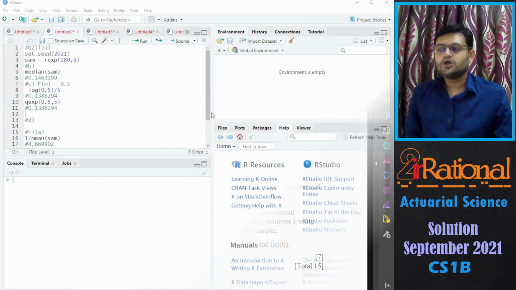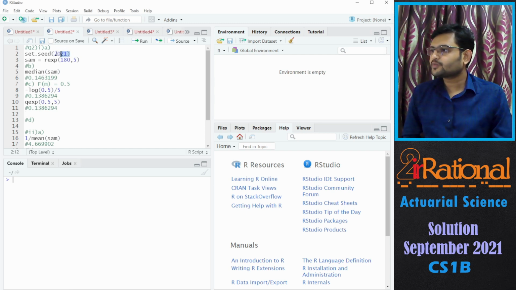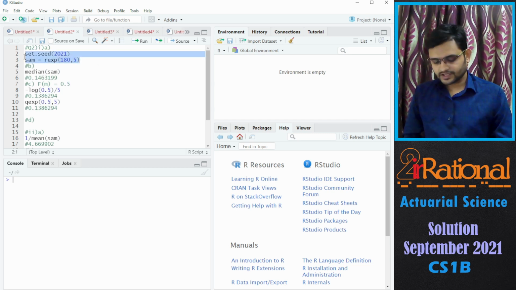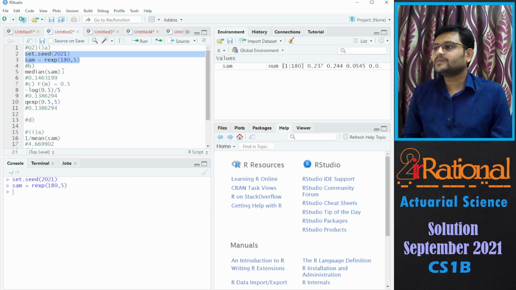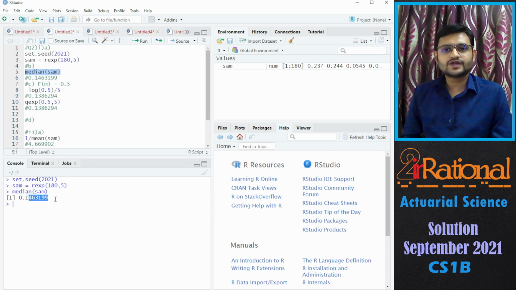For this question, first we are going to put in our set.seed. Then we will take a sample from the exponential distribution, so rexp, with 180 as the size of our sample. Then the parameter is 5. We'll just run this. Then to find the median, you'll just use the median function. And we are getting 0.1463199.